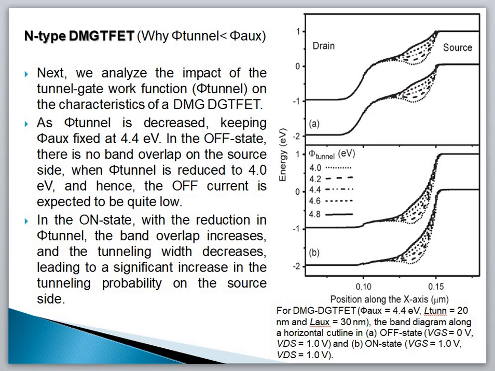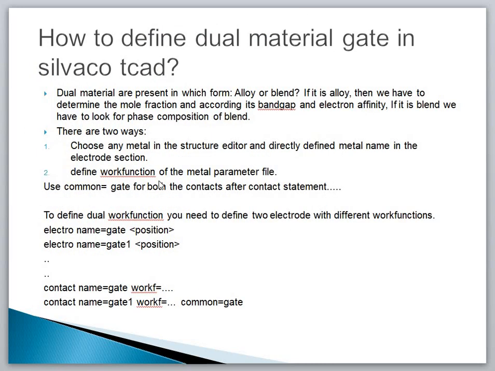While taking the tunnel gate work function lower than the auxiliary gate work function, we note that in the off state, the band overlapping will be reduced. This will reduce the off state current, and in the on state, while taking the tunnel gate work function at a lower value as compared to the auxiliary gate work function, the band overlapping will increase at the source side. It will help to improve the current in the on state and help to reduce the current in the off state value. Next, how to define dual material gate in Silvaco TCAD.